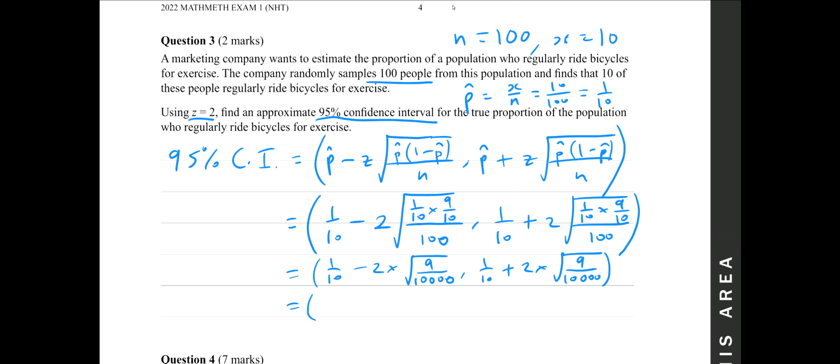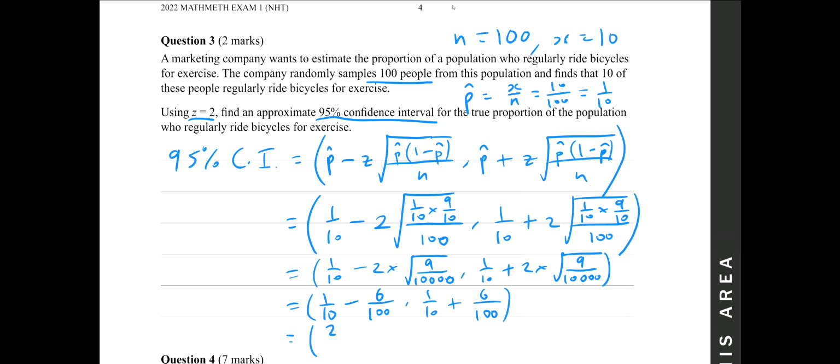So, working that out, well, the good news is that the square root of 9 is 3, and the square root of 10,000, well, that's just 100. So what we have is 1 over 10 minus 2 times 3 over 100 is 6 over 100. And in a similar way, we'll have 1 over 10 plus 2 times 3, 6 over 100 as well. So what we now have is 10 minus 6 over 100, which is 4 over 100.